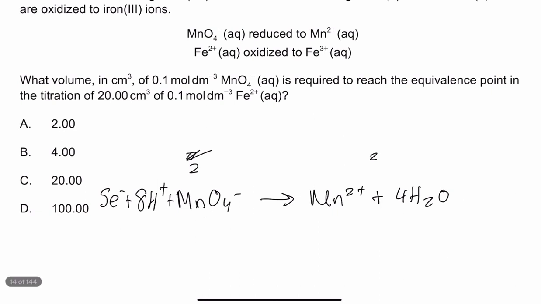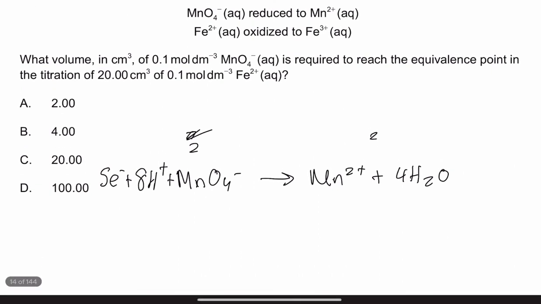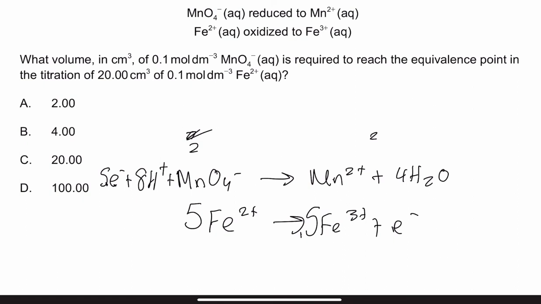Okay, now let's look at our other equation. Fe2 plus forms Fe3 plus plus e minus. That's a much simpler one. If we wanted to combine the equations, which we don't actually have to, we just need to see what the ratio is, we would have to make the electrons the same so we could cancel them out. The way we do that is by multiplying the bottom equation by 5 to get the same amount of electrons. So we're multiplying it by 5.